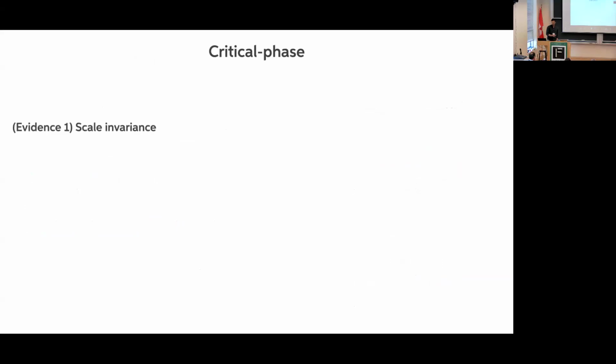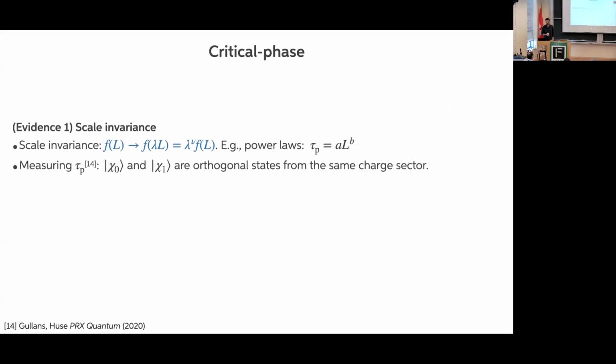So how do we know it's a critical phase? Well, the first thing we're looking for is scale invariance. Briefly, what do I mean? You have some function of L, the number of qubits in your system. You scale L by some amount, and you're going to get back your original function up to a scaling that looks like that. For example, power laws have this property.